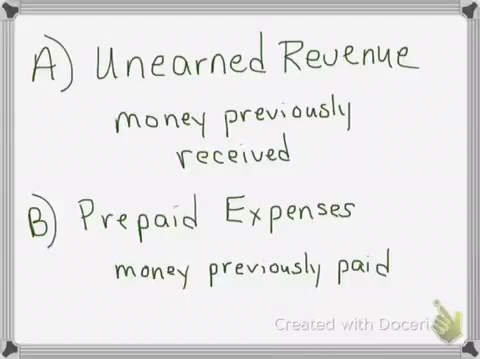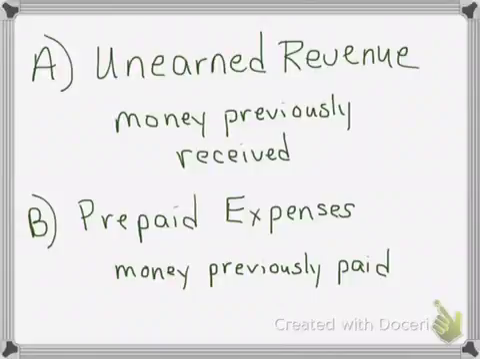With unearned revenue, money has previously been received. With prepaid expenses, money has previously been paid. So with unearned revenue, this is where somebody has paid us and we have not performed the service yet. In Chapter 3, we have performed part of that service, so now it becomes part of our income. When we look at those prepaid expenses, this is where we've paid money for supplies, or we've paid money for prepaid rent or prepaid insurance.